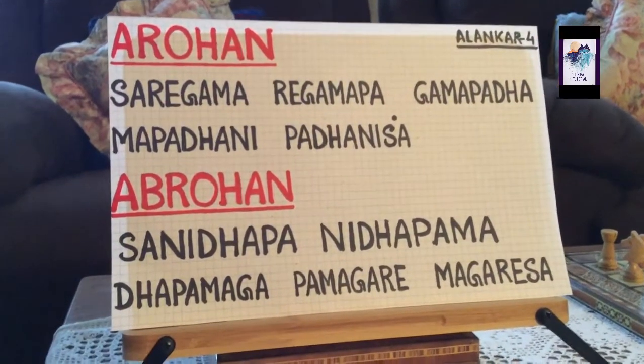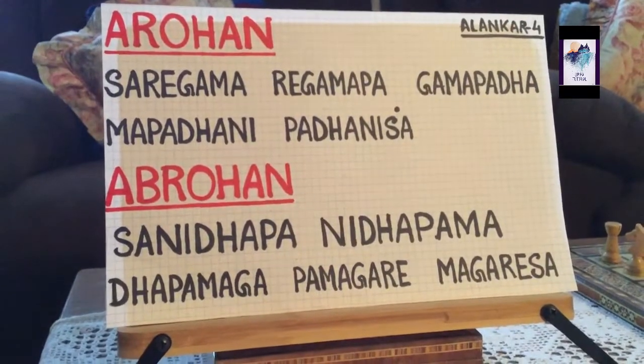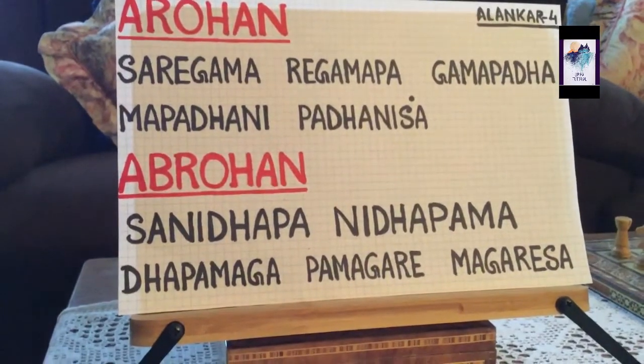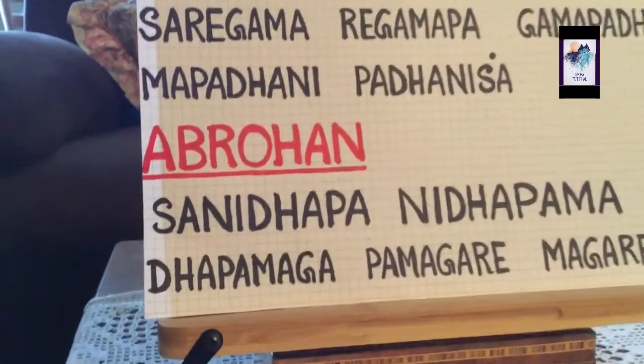Should I say? In Avarohan you see, sa ni dha pa, this sa. Which sa is this?